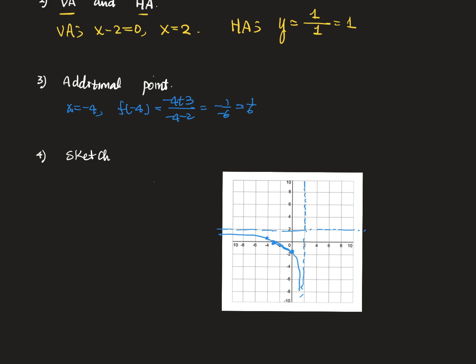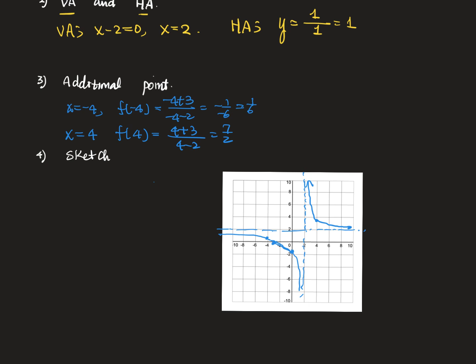How about the other side? For x bigger than 2, you're going to pick any number. So I'm going to pick x equals 4. f of 4 is 4 plus 3 over 4 minus 2, so 7 over 2. That's 3.5, right around here. That's the vertical, here is the horizontal. So you're going to sketch this direction. Does that make sense? Can you see that?